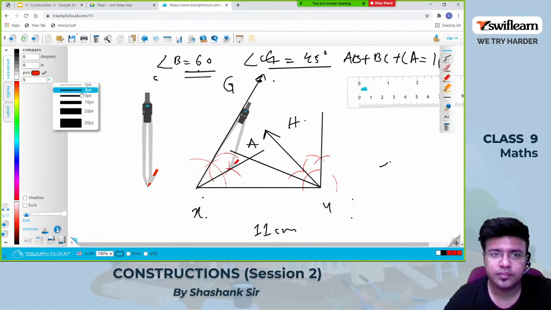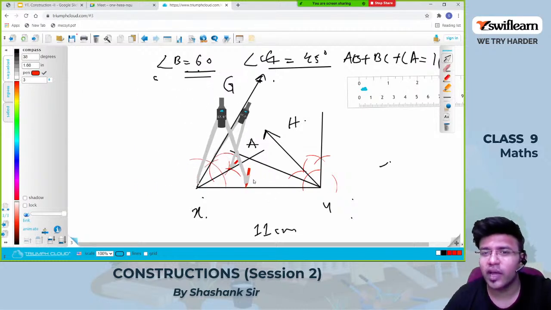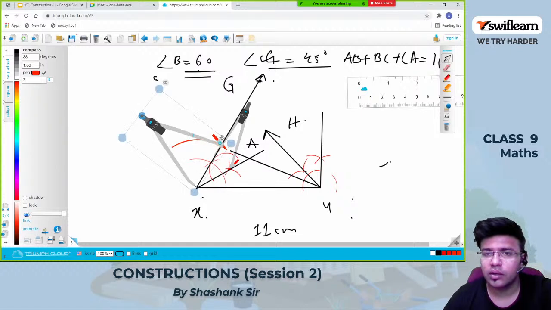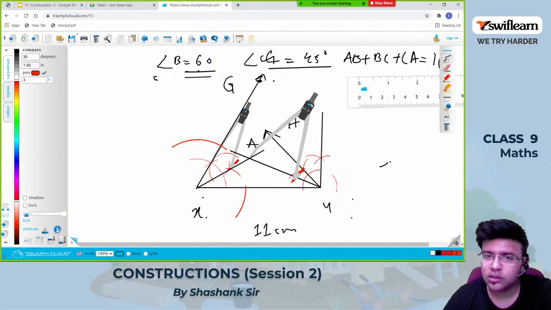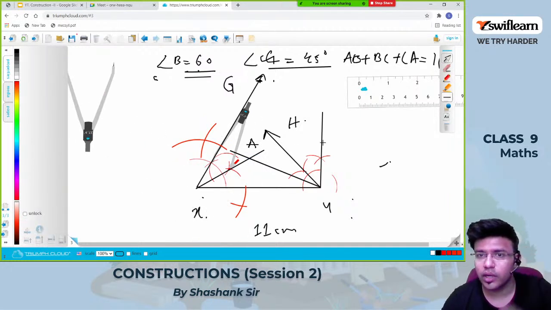Yes, okay, with more than half the length of XA, you draw two arcs, top and bottom. See, here I have drawn two arcs. Okay, one at the bottom and one at the top. With A as a center now, guys, again with the same radius, you draw two arcs. I have drawn one arc here, one arc here. Okay, and join them. Join. Yes.